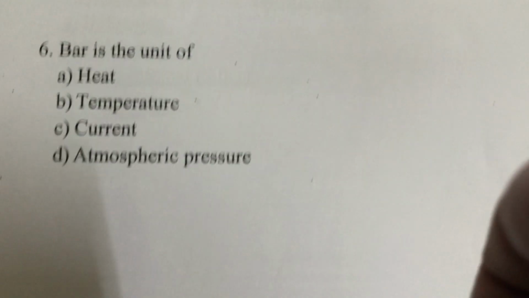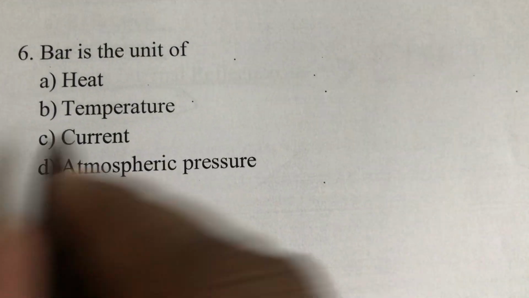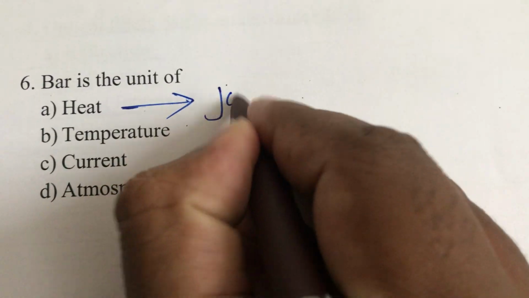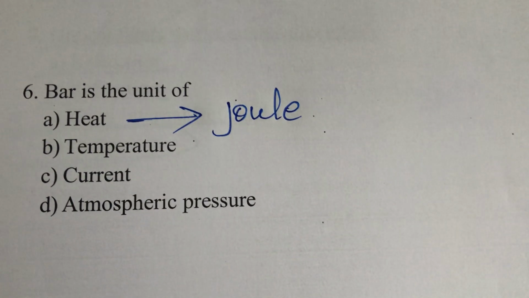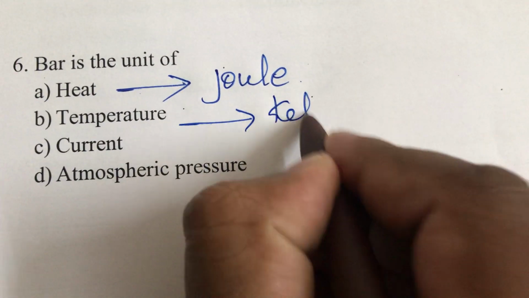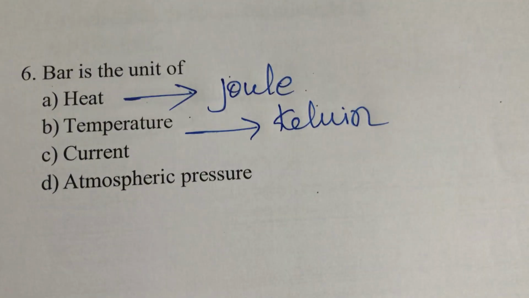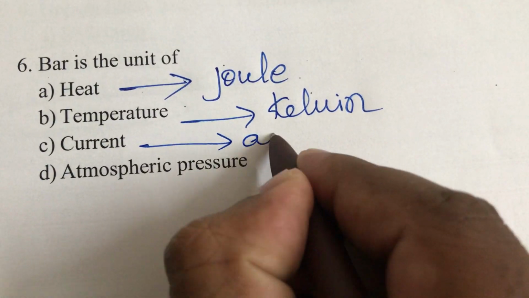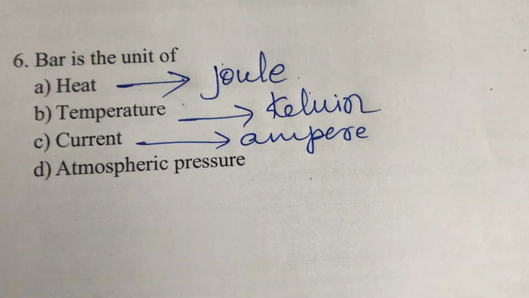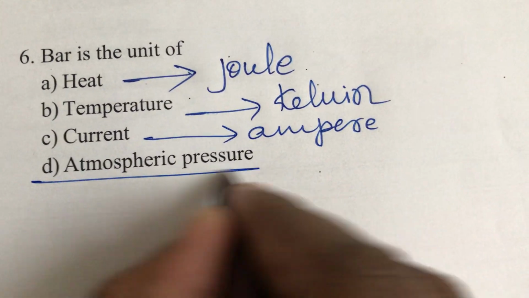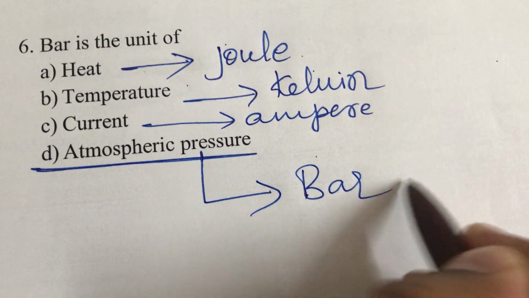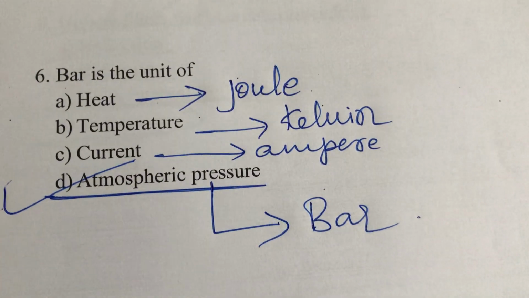Next question: bar is the unit of. Option A is heat. Heat is basically measured with joule. Joule is the unit of heat. Temperature is measured in Kelvin. Current is measured in ampere. Ampere is again a scientist's name. But option D, atmospheric pressure, is basically measured with the unit of bar. So the right answer is D.